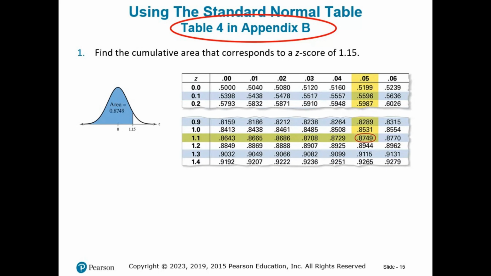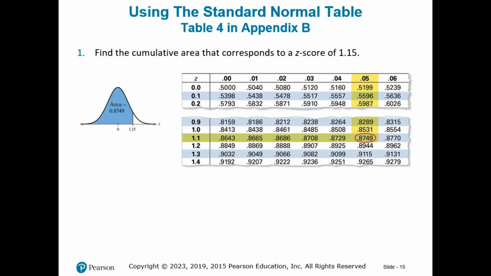That was in Appendix B, Table 4. Pause the video to find these things if you didn't at the beginning. Appendix B, Table 4, or pull up the pages that I gave you in class. We'll start off by just finding the area under the curve that corresponds to a z-score.